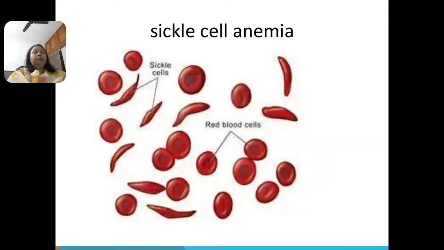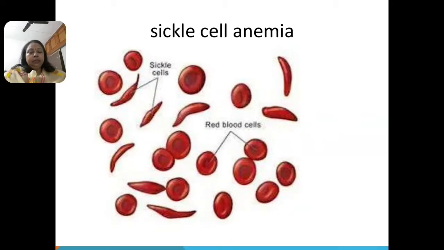One very important genetic disorder is known as sickle cell anemia. Anemia due to the sickle cell. In this disorder, the shape of the RBC becomes sickle-shaped. The cells die early and cause a shortage of RBC. To carry oxygen in humans, which cell is responsible? That is the RBC.